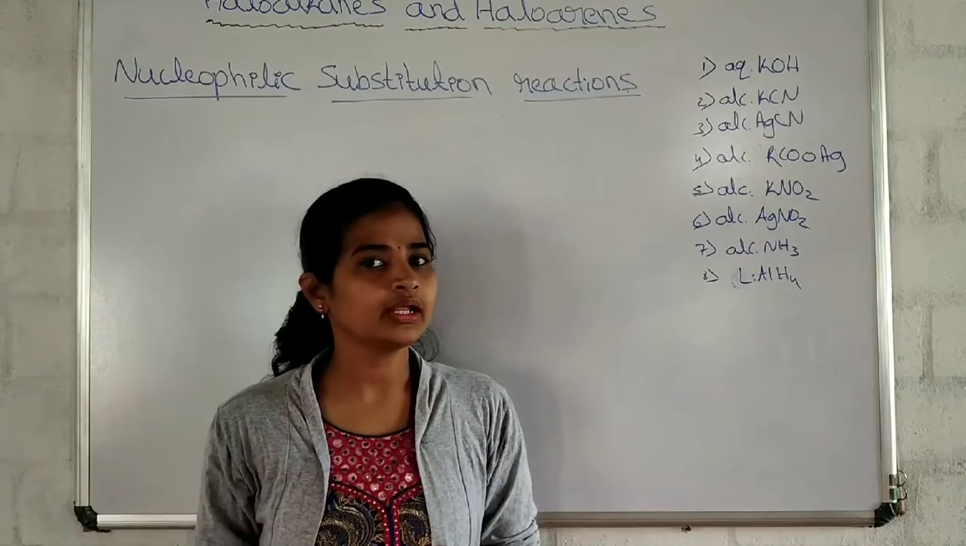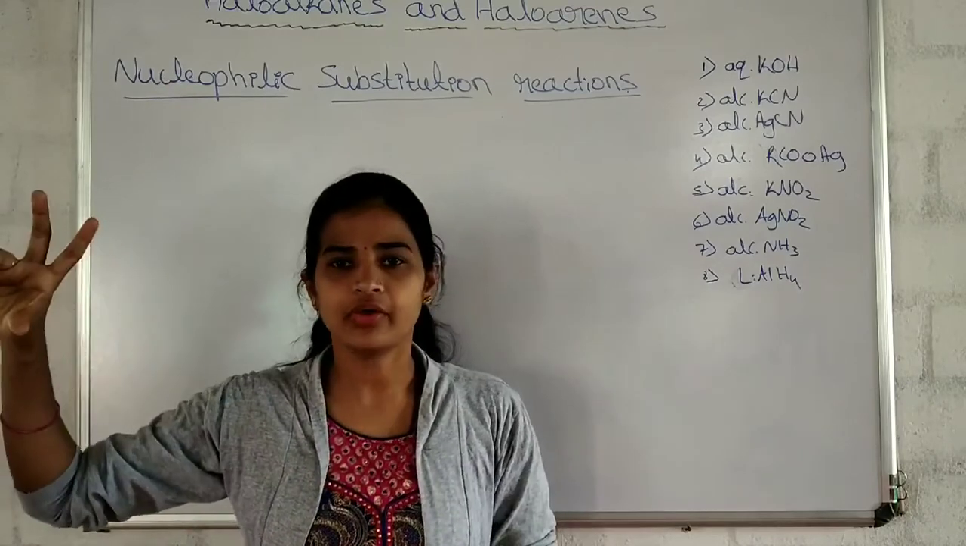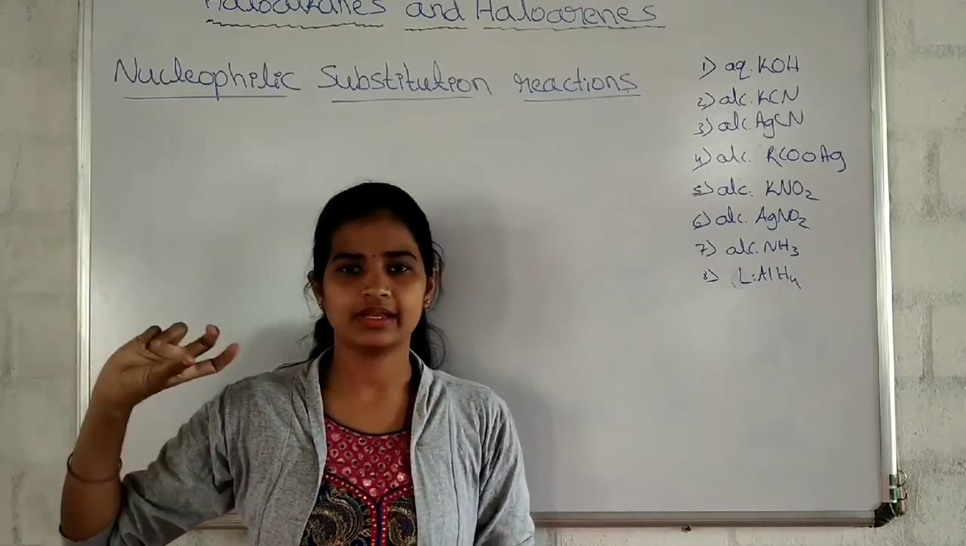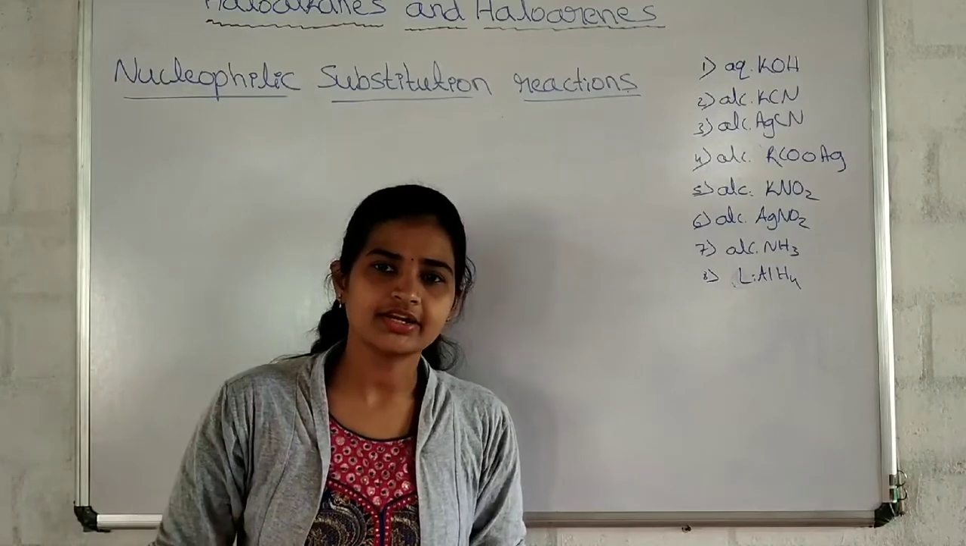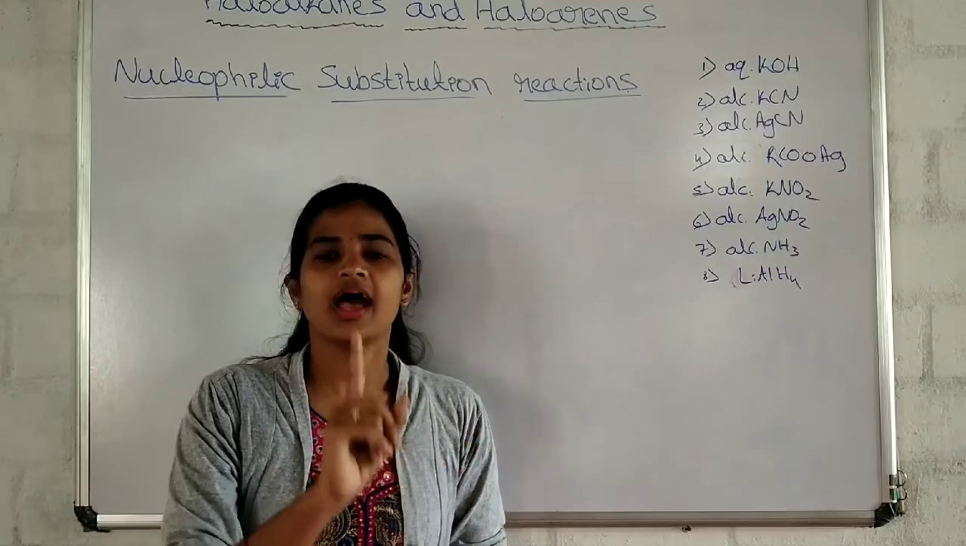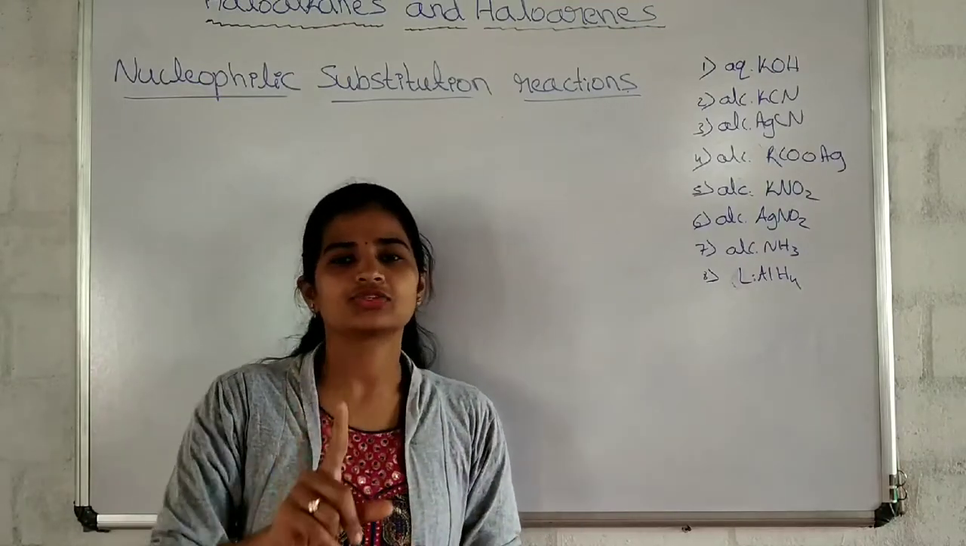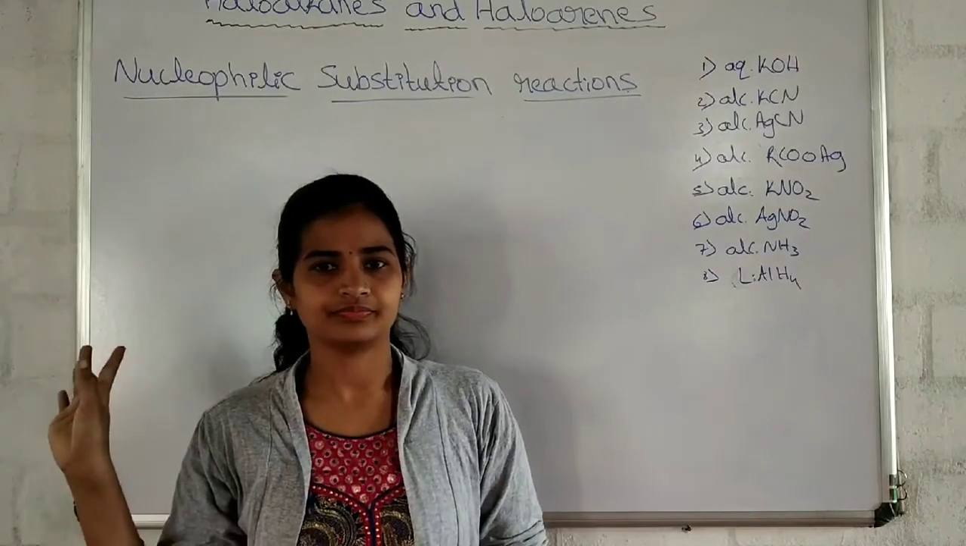In SN1, it is a two step mechanism and the first step is the rate determining step, as I have explained. And in the rate determining step, how many molecules are there? Only alkyl halide is there. As the rate determining step includes only one molecule, it is called unimolecular.